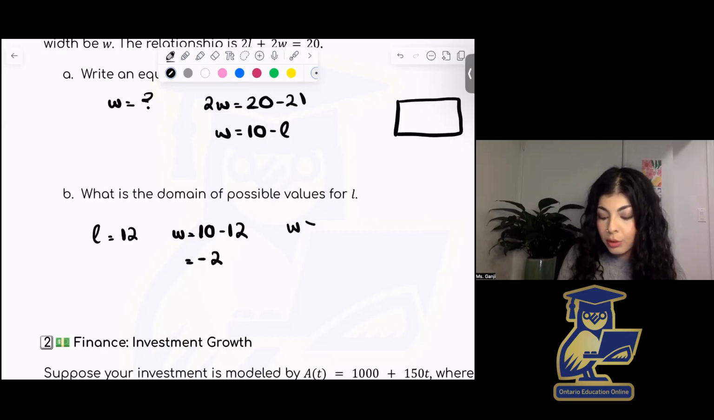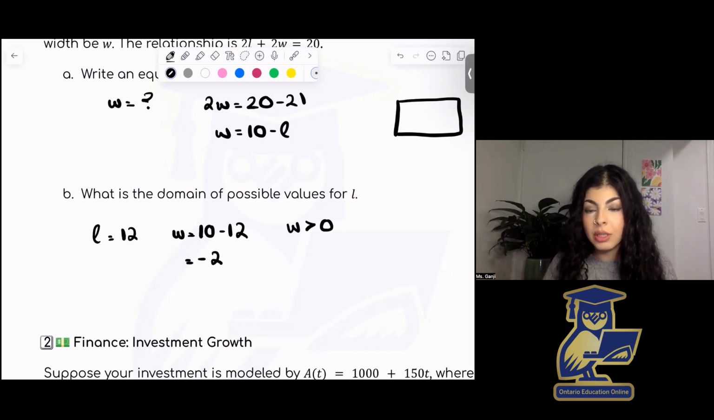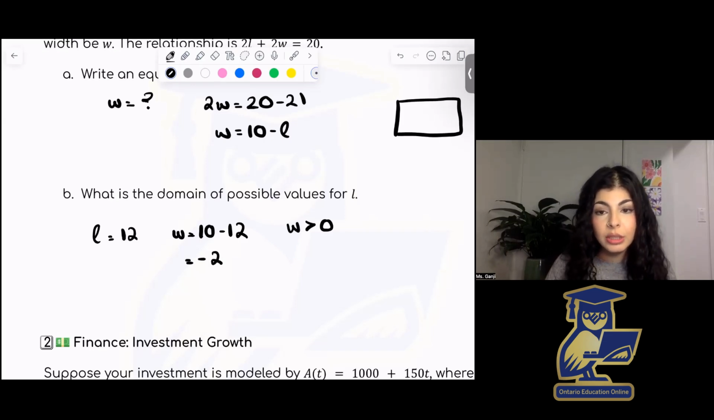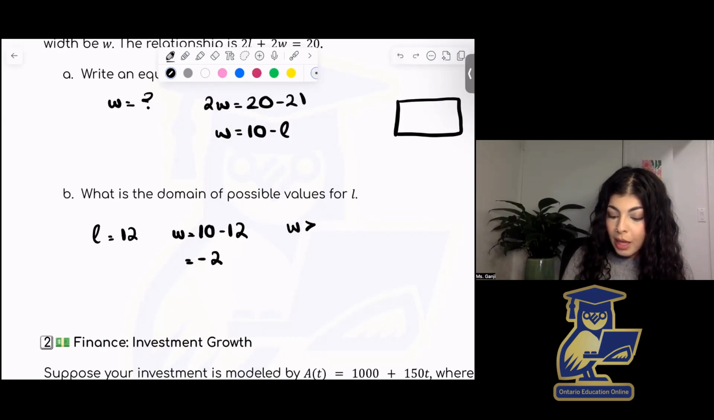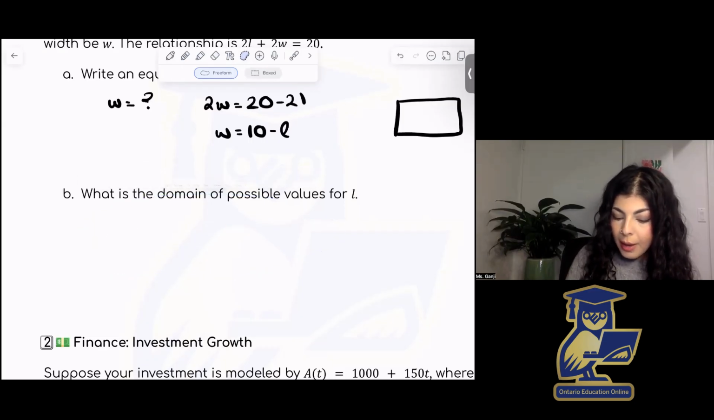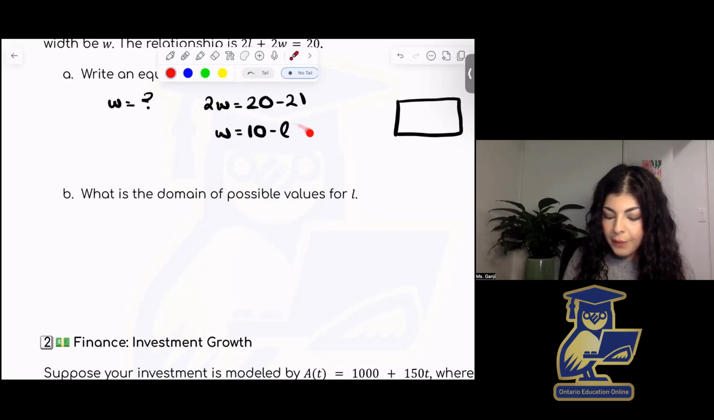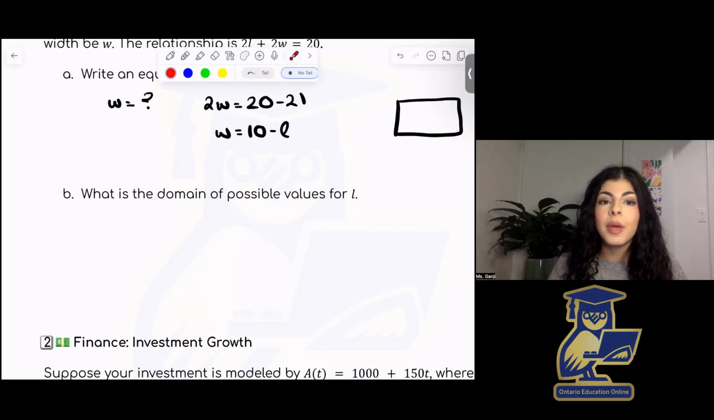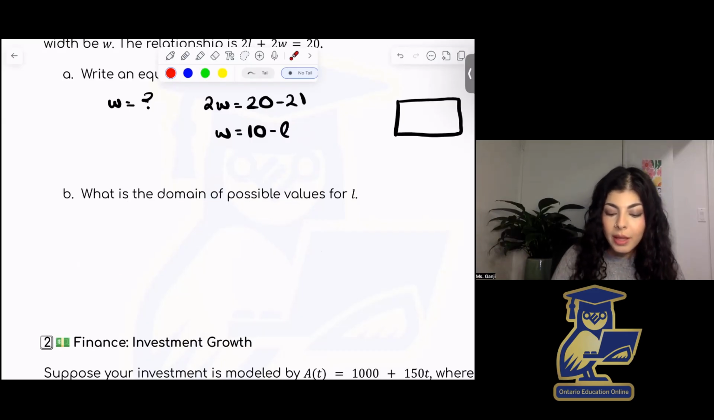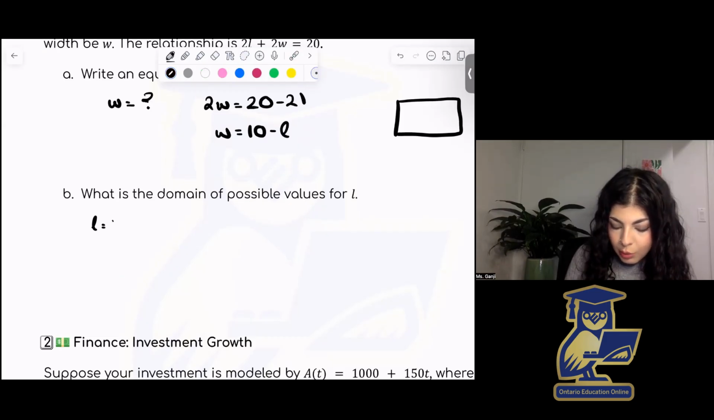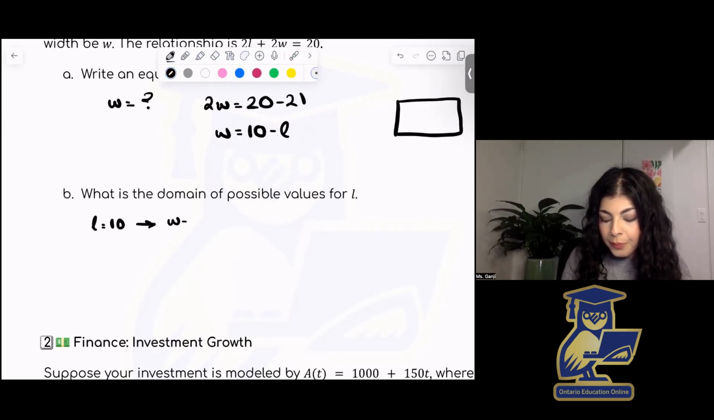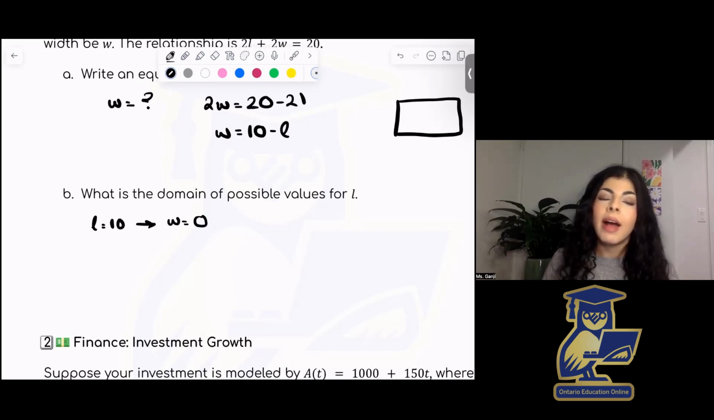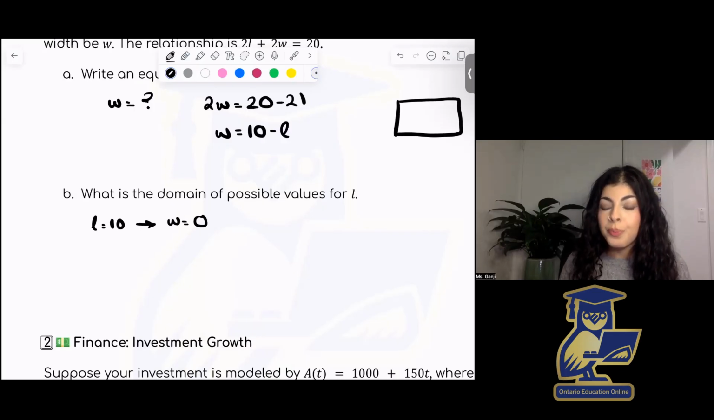We need W to be not even greater than or equal to 0, because if it's a width of 0, then that's not a rectangle. It's just a straight line. So we need it to be greater than 0. So this does not hold true. So essentially, we look at this equation, and we see that if L is equal to 10, then W is 0. So we also can't have that. So L is equal to 10 gives me W 0. And we saw that any value of L greater than this will give us a negative value. So we need L to be less than 10.